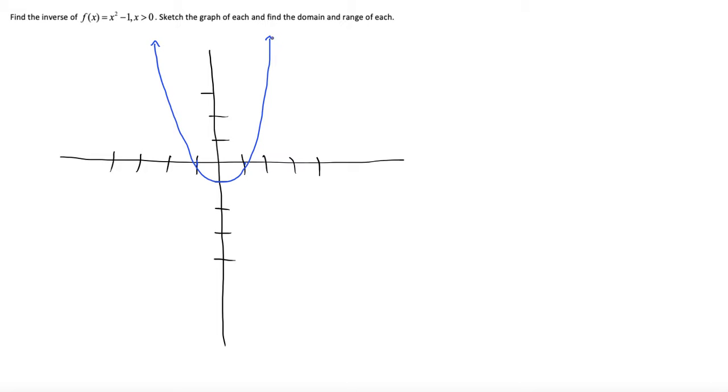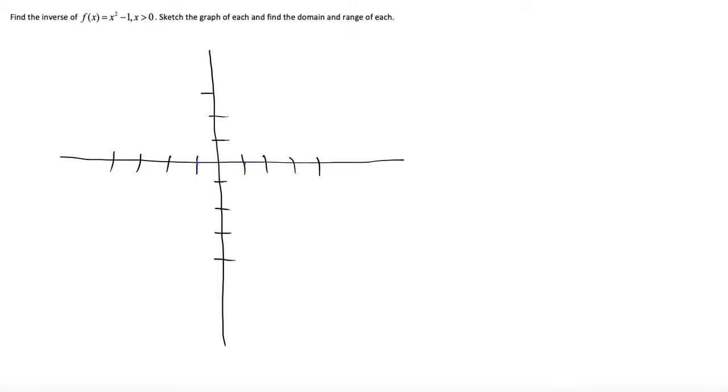But wait a minute. We notice it passes the vertical line test, which makes it a function, but it does not pass the horizontal line test, which means it does not have an inverse. So this is the key right here. I'm only going to take the values for this function where x is greater than 0. What does that mean? It means we're only going to take essentially the right side of this function.